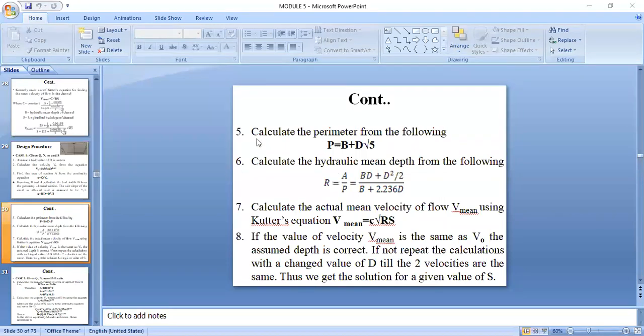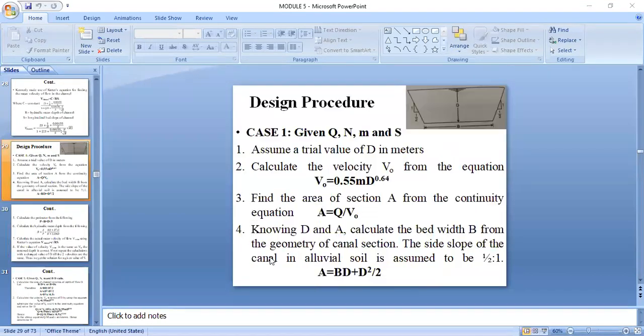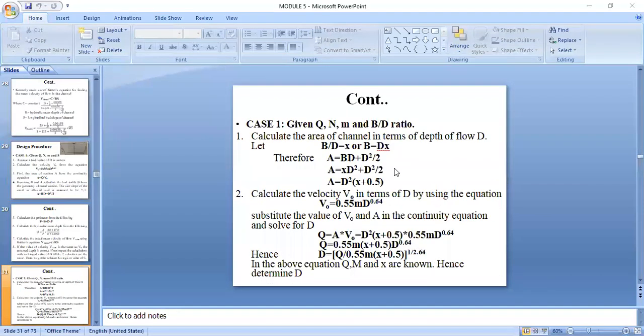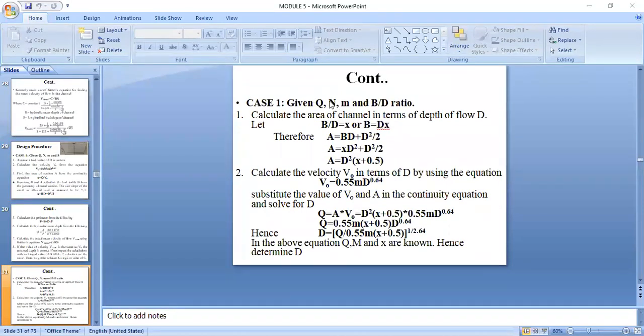Okay. Now these are the step-by-step design procedure under case 1, where discharge, rugosity coefficient, m and S will be given. The second case is where the discharge, rugosity coefficient and critical velocity ratio will be given. Instead of the longitudinal bed slope of the canal, the B by D ratio will be given. The B by D ratio will be given from Woods table. So this value will be given.